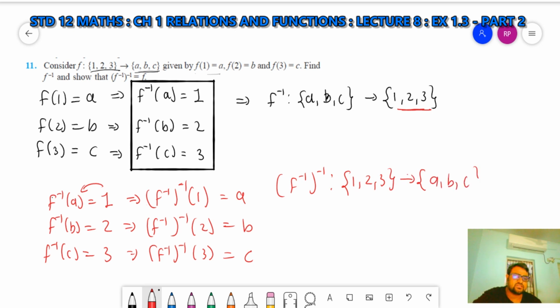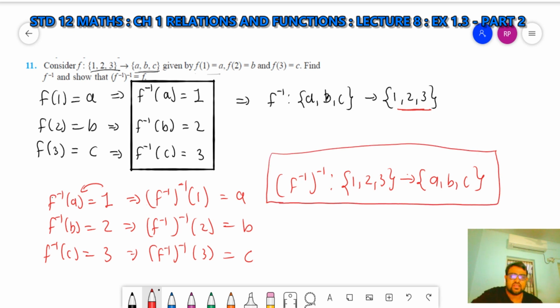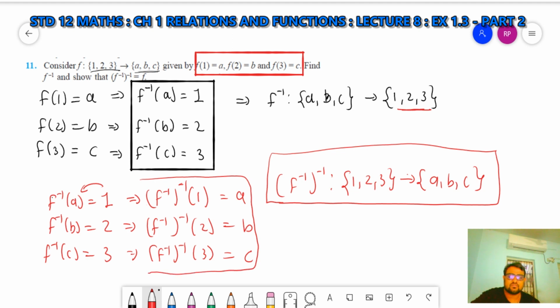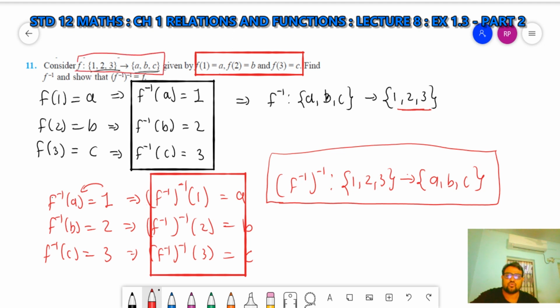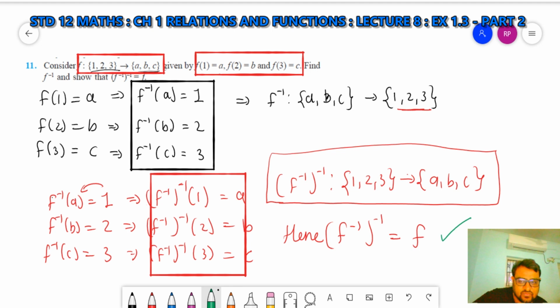A, B, C. Now see this function. This is equal to F. Here F inverse and F both are the same, and this is F inverse from 1, 2, 3 to A, B, C. F is from 1, 2, 3 to A, B, C. Hence F inverse of inverse is equal to F. Clear? This is our answer. Okay, so note down question number 11.